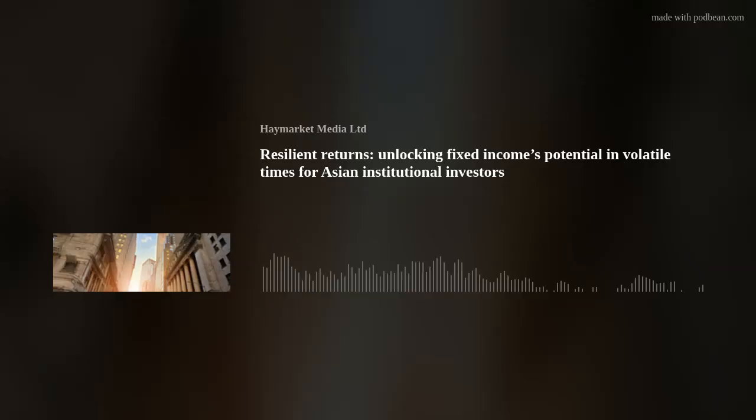Balancing public and private credit. The balance between public and private credit is a critical consideration for FI investors. Public fixed income markets offer liquidity and transparency, while private credit can provide higher yields but comes with liquidity constraints and less transparency.